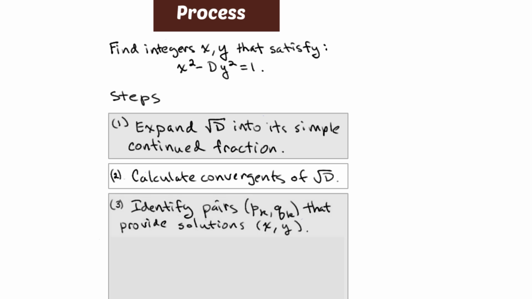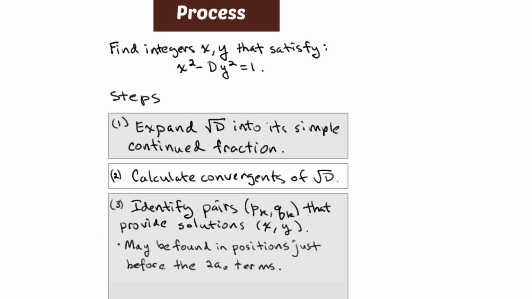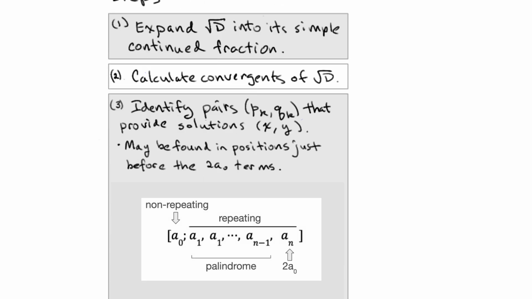The pairs that are solutions may be found in predictable locations within the structure of the simple continued fractions for square roots. Specifically, the pairs that are solutions may be found in the positions just before the terms that equal twice a0. Recall from another video that square roots have a single non-repeating term, a0, followed by a set of repeating terms. Within the repeating terms, all but the last one form a palindrome, and the last one is twice a0. The set of convergents corresponding to this repeating term, the ones just before twice a0, may contain the solutions.